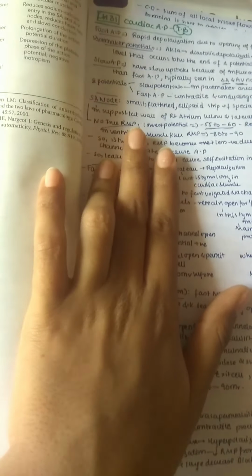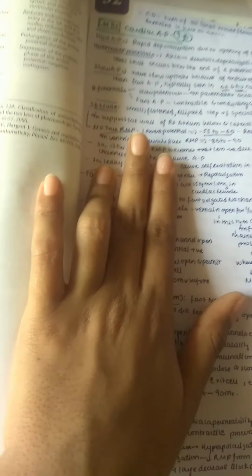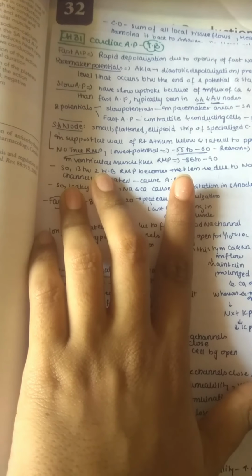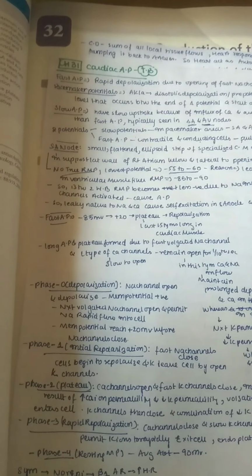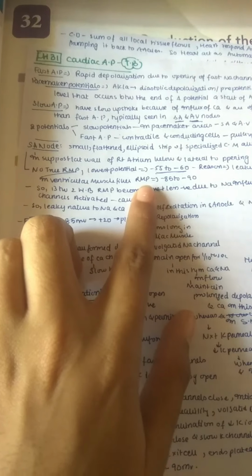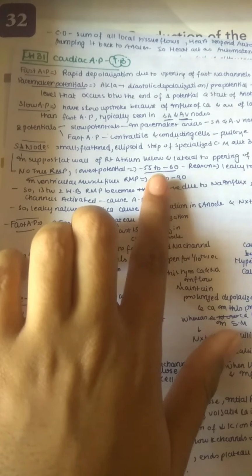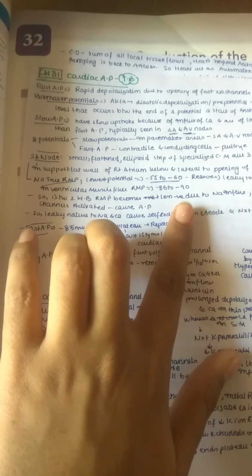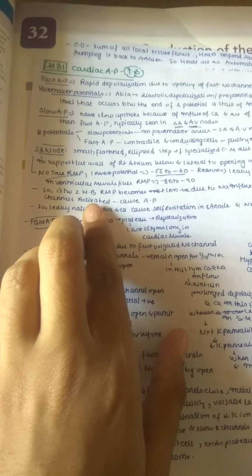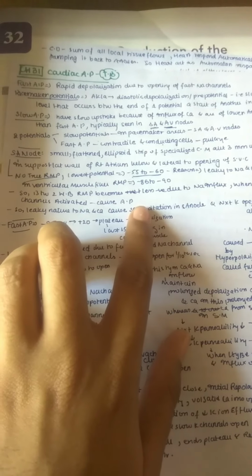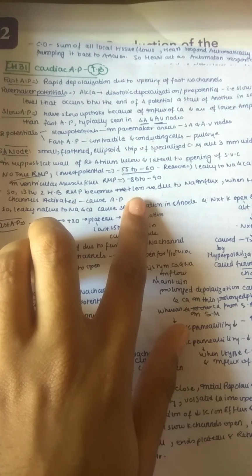So there is no true resting membrane potential in the SA node. This is the reason why: it may vary from -55 to -60, because we can't say how much sodium and how much calcium comes. According to that it changes. Whereas in ventricular muscle fibers, the resting membrane potential is from -85 to -90, like all our skeletal muscle cells.